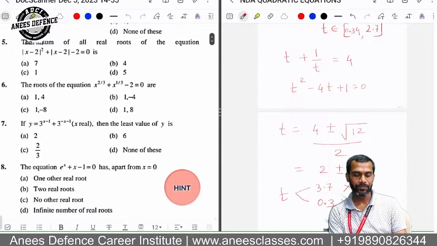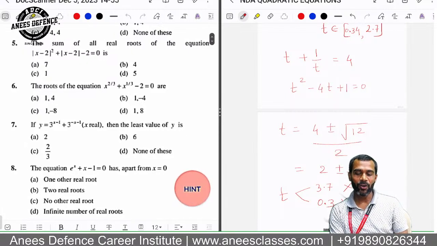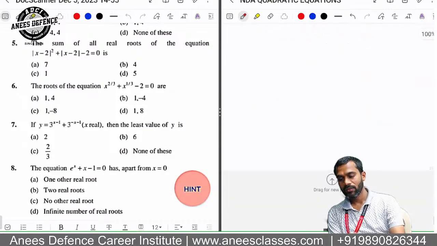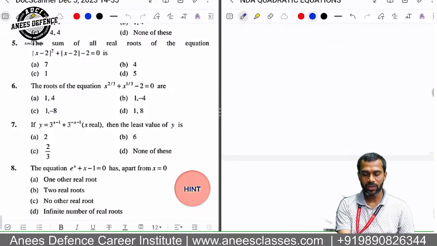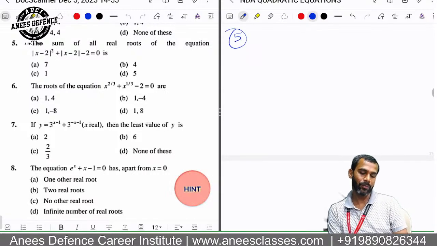Please try question number 5. This is easy. I mean, this is not easy. Please try. Sum of all the real roots of equation x mod x minus 2 whole square. Real roots you need to find out. Always remember. So, shall I tell you the approach or you are trying? Number 5. Question number 4, answer is none of these. Remember it.